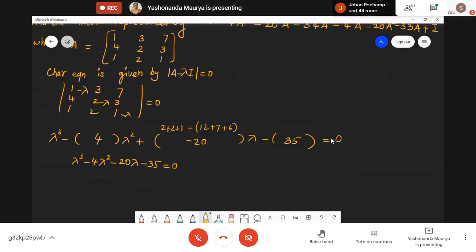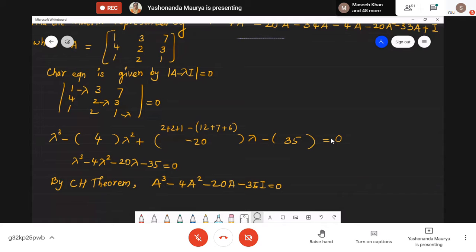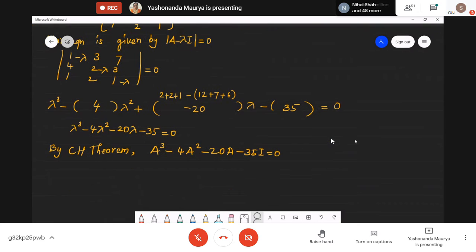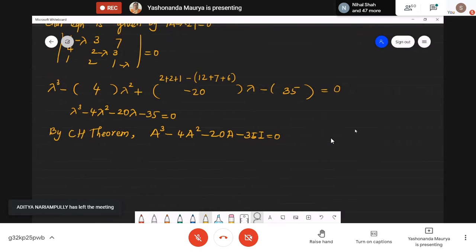Now this big expression, there are again two ways of solving it. By the Cayley-Hamilton theorem, what we'll have is A cube minus 4A square minus 20A minus 35i is equal to 0. Either you can perform the actual division of these two polynomials and then identify what the remainder is, or the other way will be what? By the way, what are the eigenvalues for this one? What are the roots?